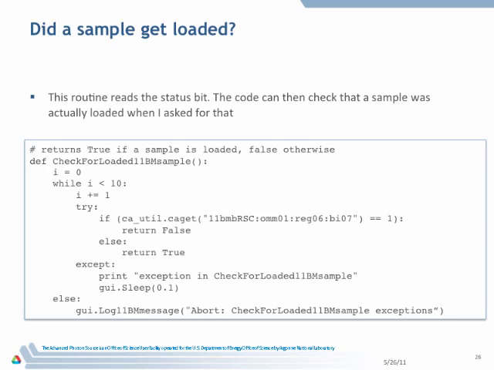Okay, so here's some code that I would use to check if a sample was mounted. Again, I loop up to 10 times. I try to read the bit value. If it tells me the sample's mounted, I return false. If otherwise, it returns true. And it's going to keep trying to do that until it succeeds or until it gives up. One of the two.